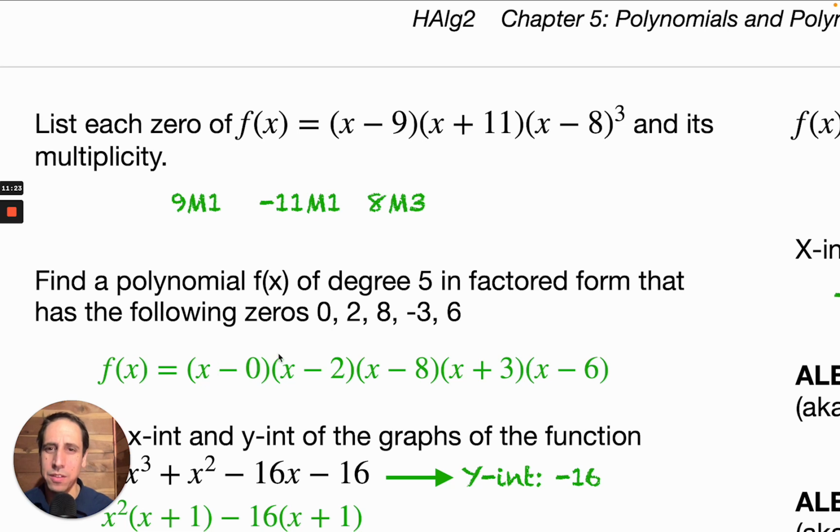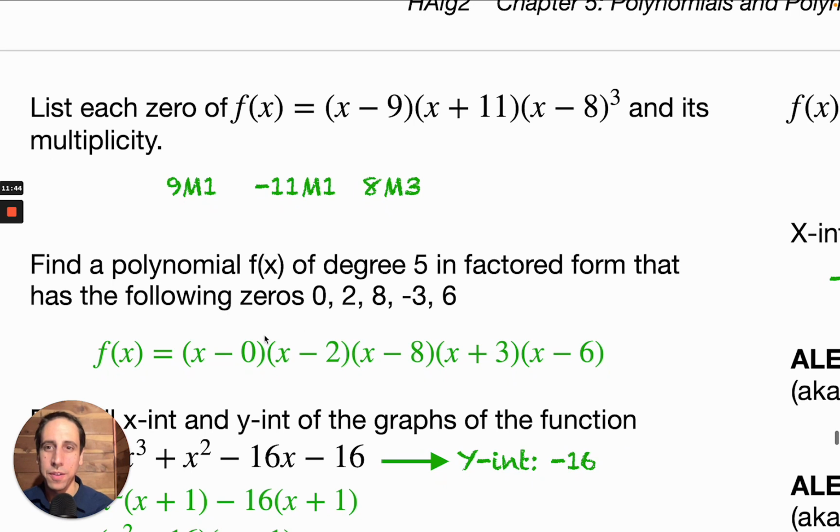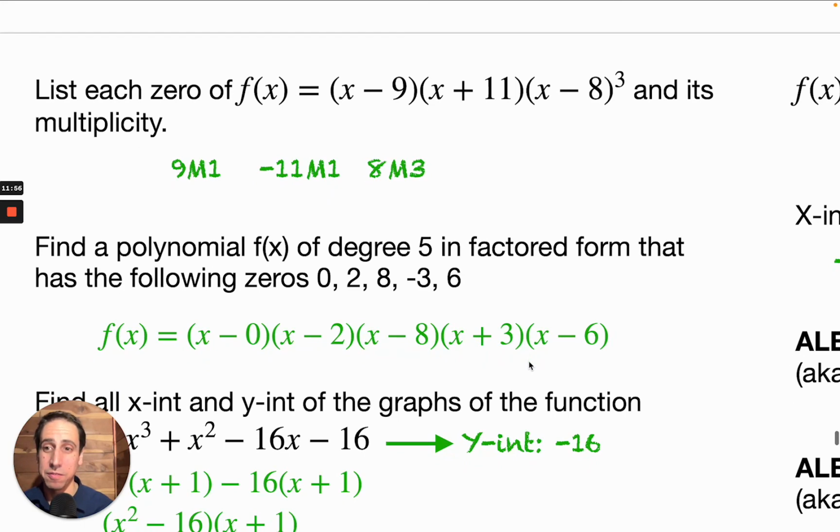So x minus the first 0 is this. X minus the second 0 is this. X minus the next 0 is this. X minus negative 3, you could change it into x plus 3 here, and then x minus 6 is here. No need to FOIL it all out or multiply, because you're allowed to list it in factored form. And so degree 5, if you were to FOIL it all out, the first term would be x times x times x times x times x, and that's 5. So great, it would be x to the 5th.